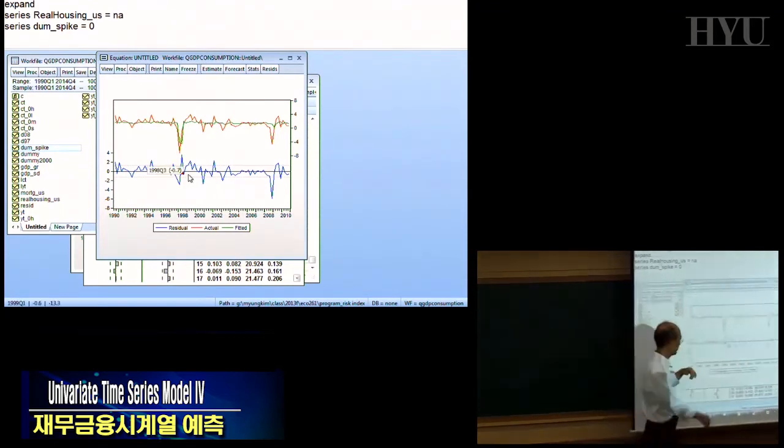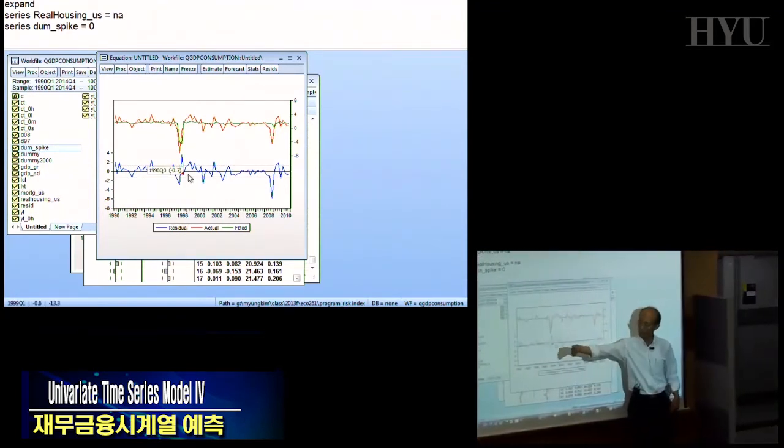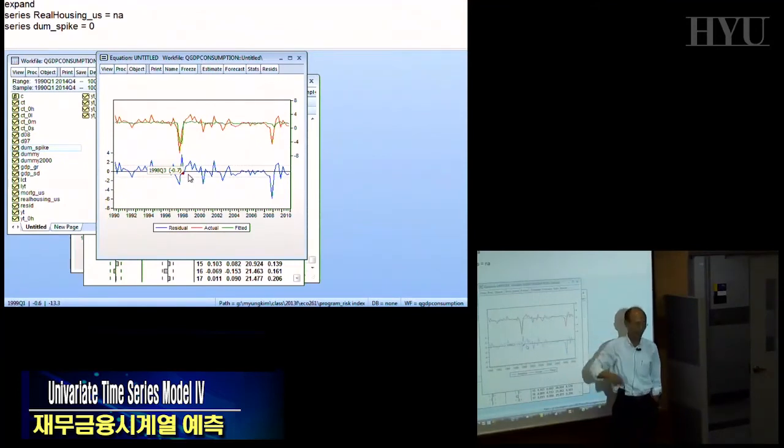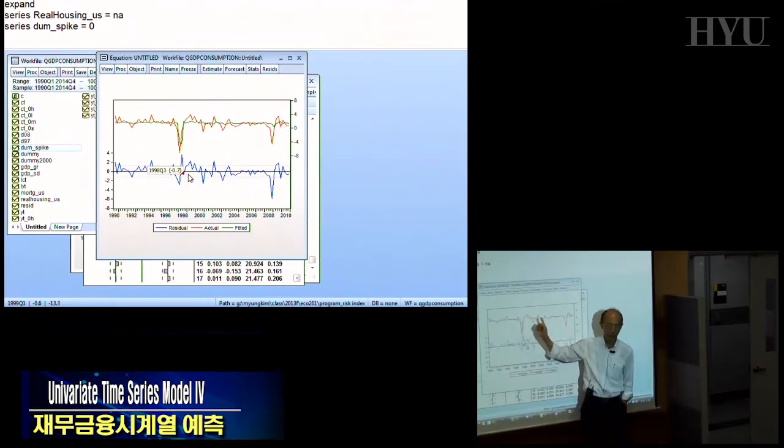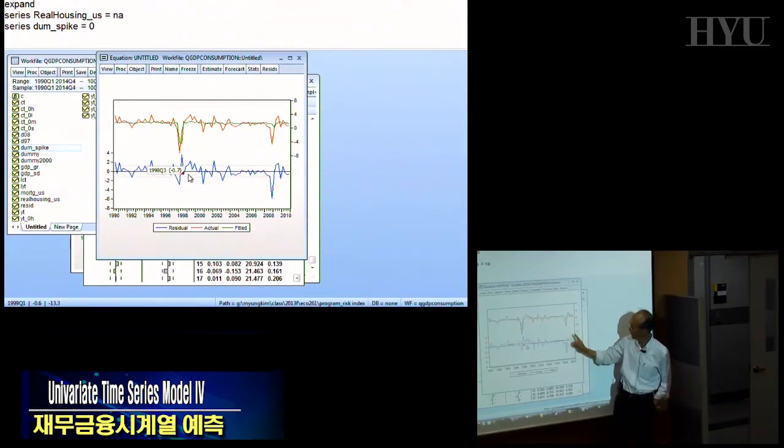So what the dummy variable did was, the dummy variable has the values 0, 1, and 0. So 1 is a positive number, and the coefficient to that dummy variable was negative, a big negative. So it makes this kind of adjustment. So the dummy variable is explaining that spike. And then here, because we didn't treat this one separately, there is still a big spike there.